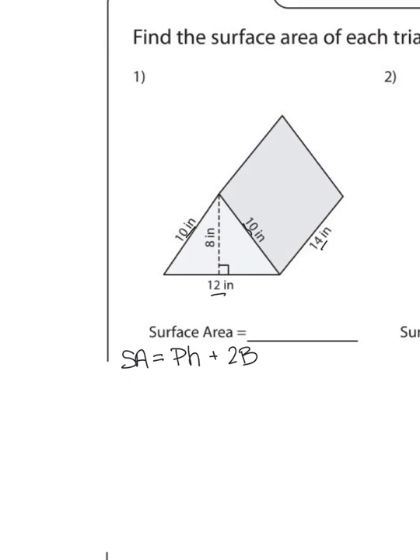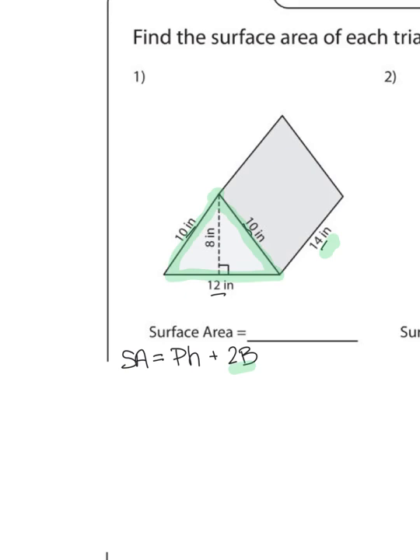So using that fact, another way to do that is to use the perimeter of the triangle and then use that times the height of the prism. And that will give you all 3 of those rectangular faces as one measurement. And then you would just add 2 times the area of the base, since there are 2 triangles. So we're going to use this formula this time.